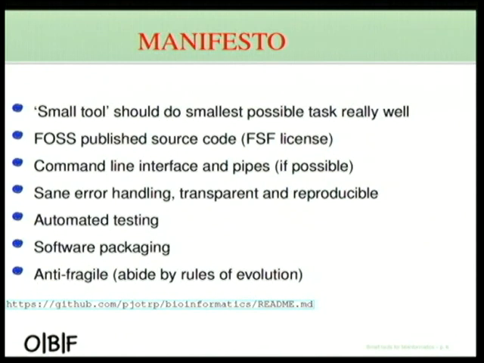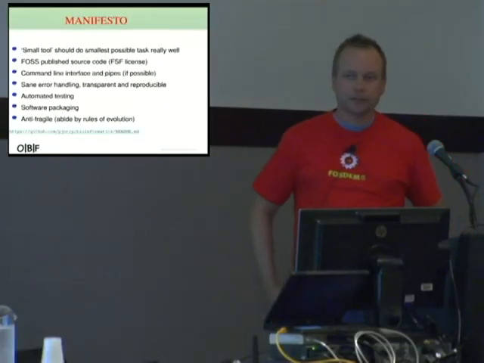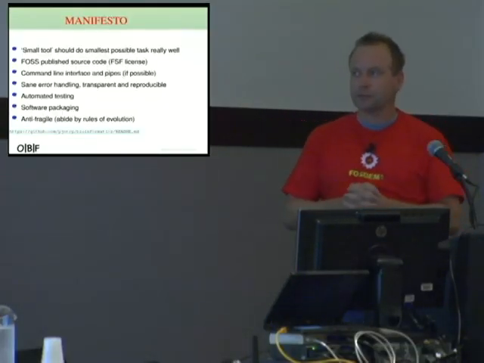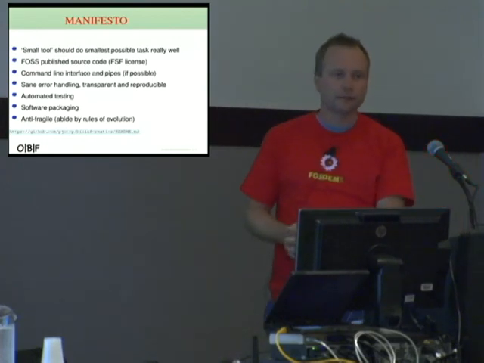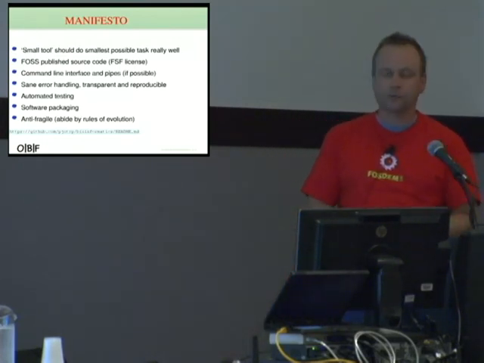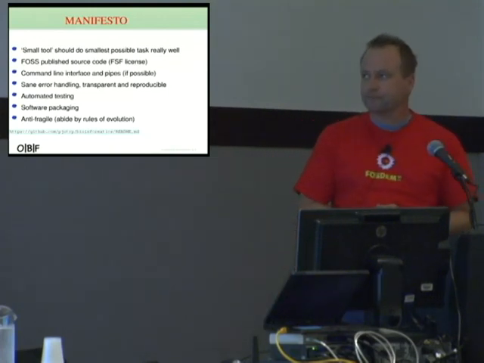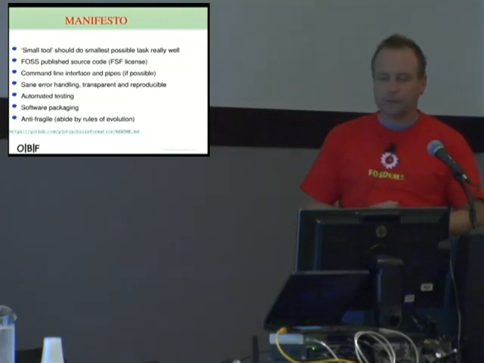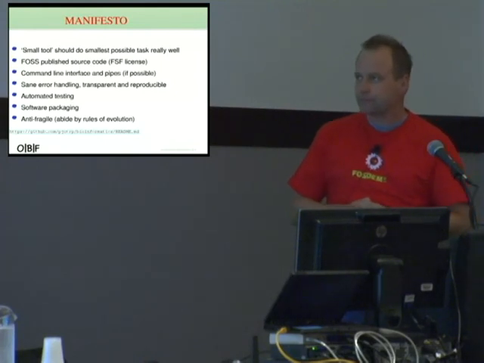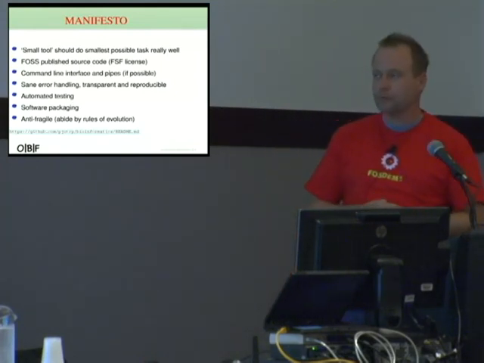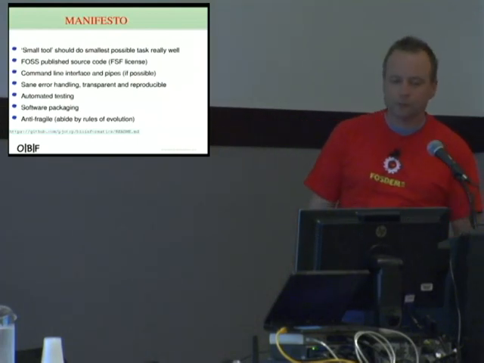In essence, what the manifesto says is that a small tool should do the smallest possible task really well, right? And I think that's a challenge for developers. When you create a new software tool, you have to think about what is actually the smallest task that my tool does, and create a separate tool for that, create a separate repository for it. Publish it on an open source license. Use the command line and pipes if possible, or a REST structure or whatever, as long as you allow people to.